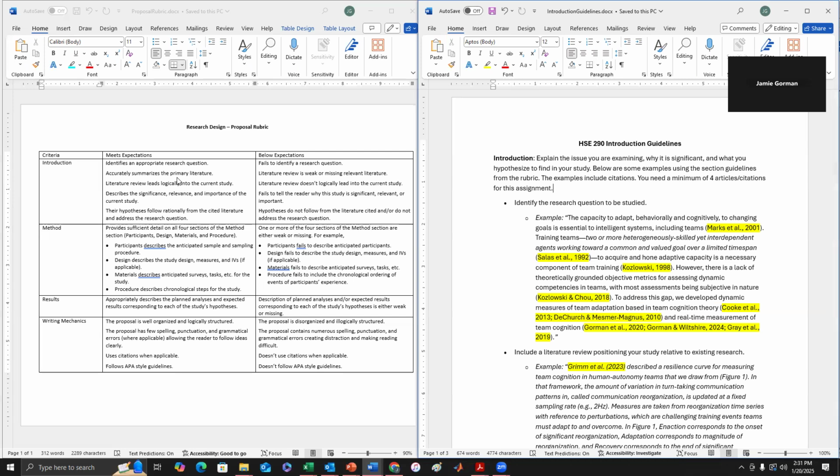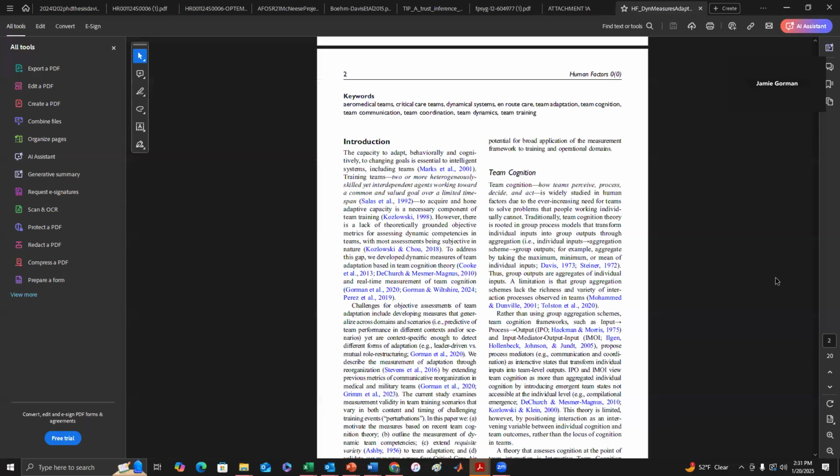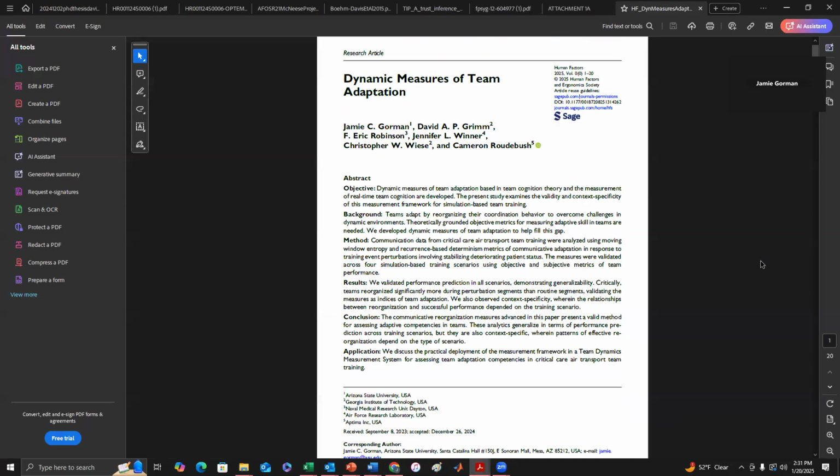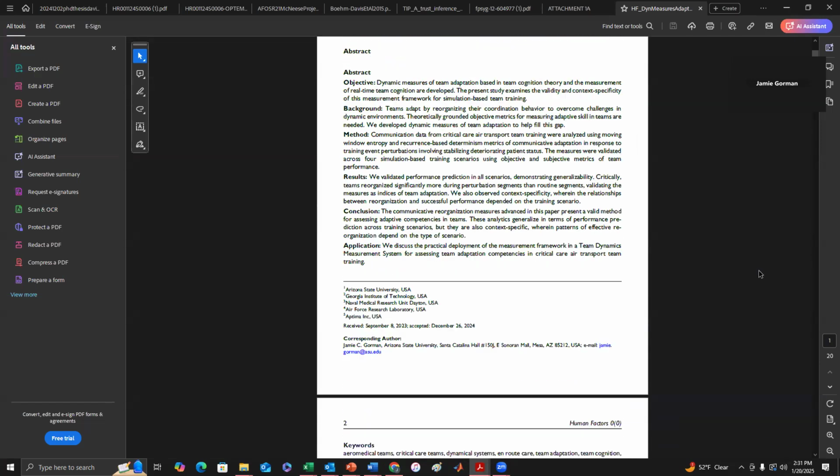So let's take a look at the rubric. Identifies an appropriate research question. And what I've done is just provide examples of what would be expected in the final proposal for these elements. And these examples are taken from a paper that's admittedly much longer than the 5 pages that are required to complete this assignment.